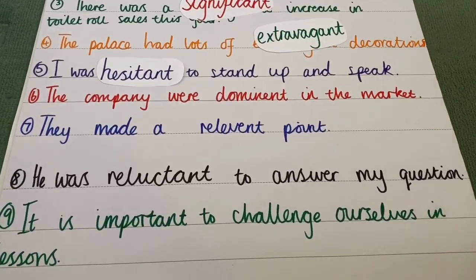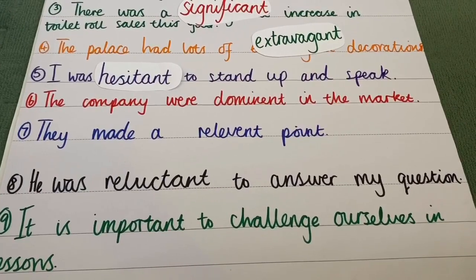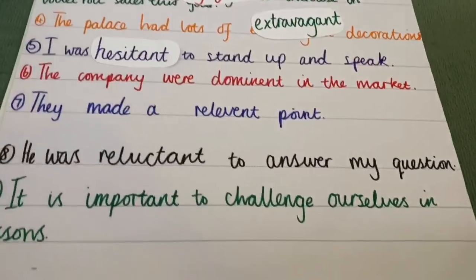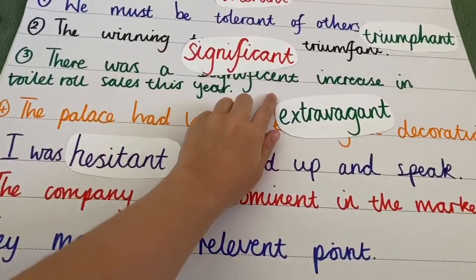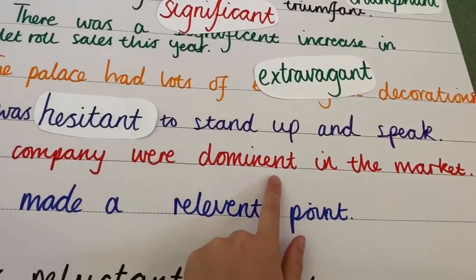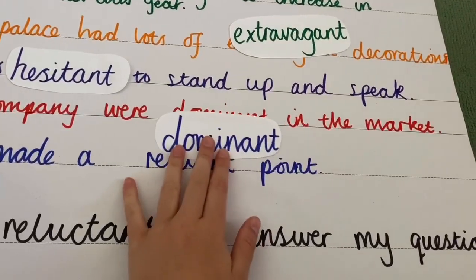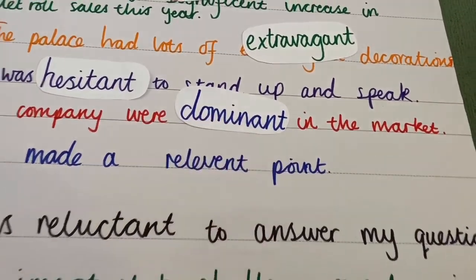Now the sixth one is, the company were dominant in the market. Oh yeah, Year 5, I think I know what I've done. I can see that the ending isn't quite right, like I did for significant. I put ENT, and I've got ENT here again. It should be ANT. Oh, how silly of me.